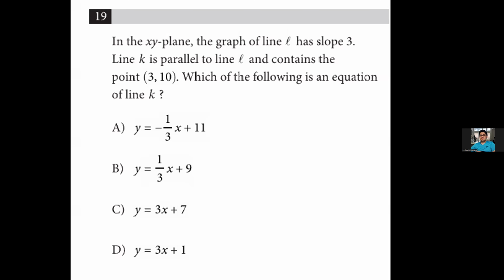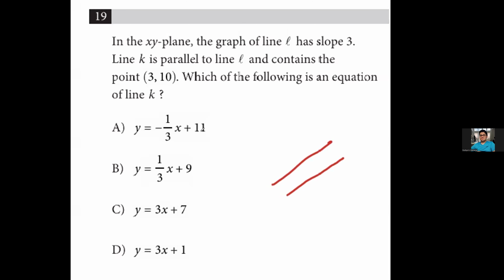Okay, so question 19, we're told that there's two lines and that they're parallel to each other. So parallel just means that they have the exact same slope. And so it says one of the lines has a slope of 3, so that means that the other line also has a slope of 3. And so which of the following is the equation of line K?